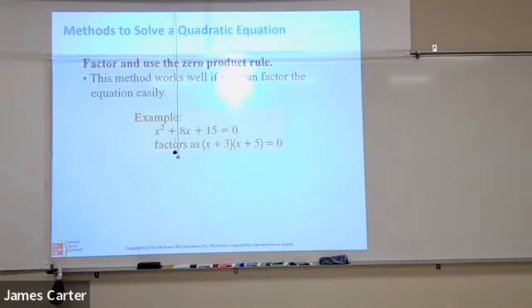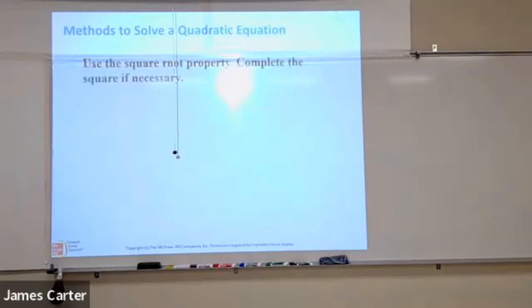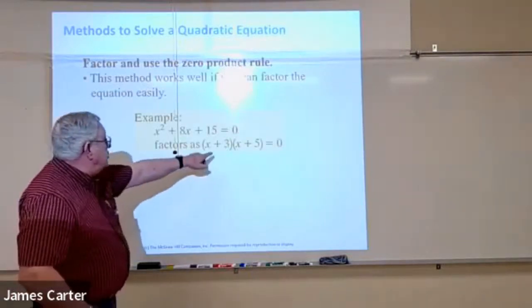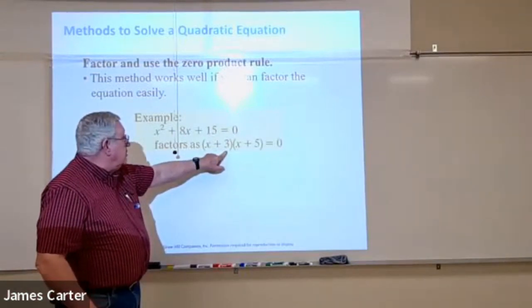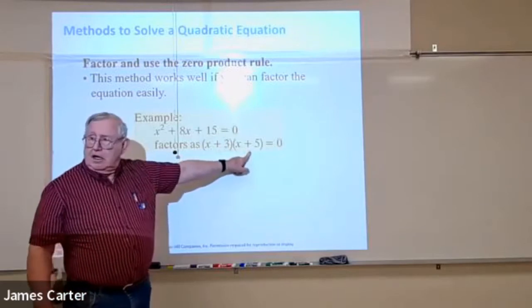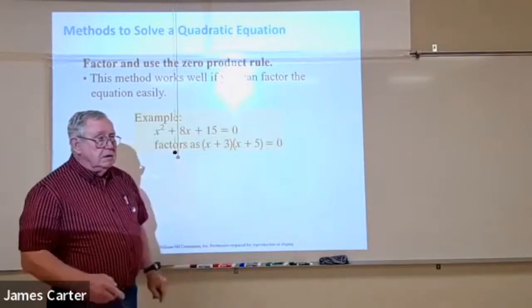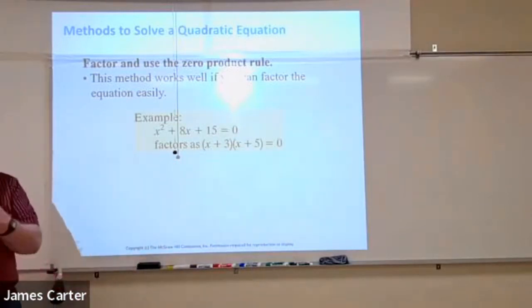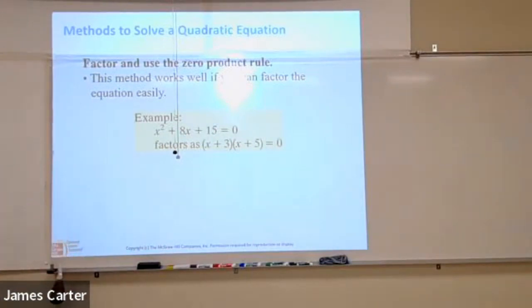Obviously, the simplest way to solve a quadratic is if you can factor it. You get these two factors and it gives you the x-intercepts, the x values of x equals -3 and -5. Okay? So if you can factor it, that's going to be the fastest typically.